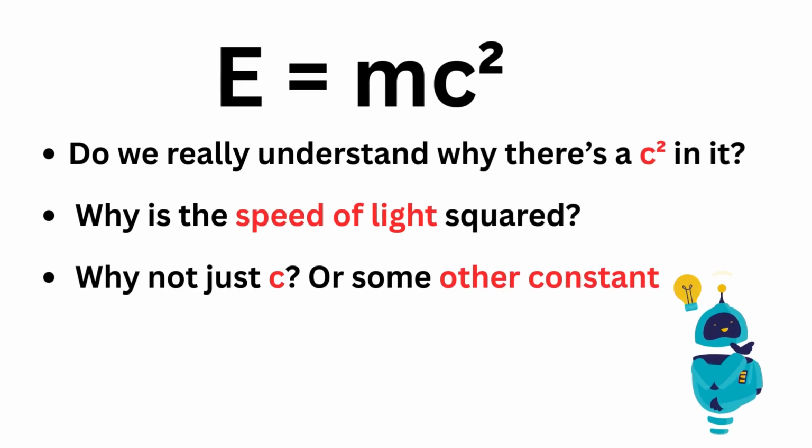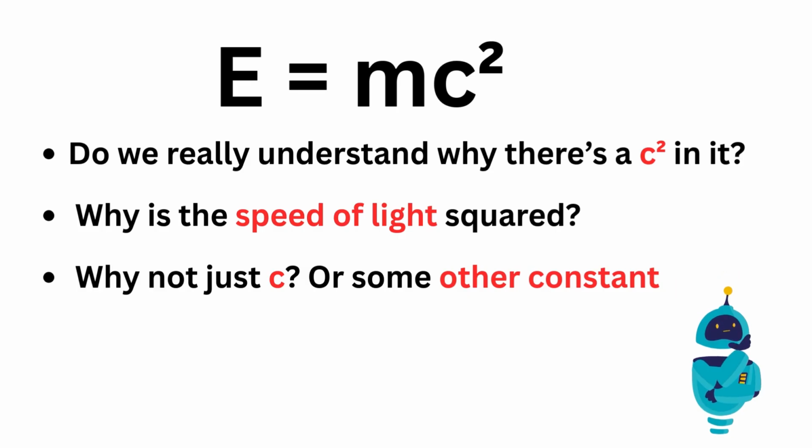But here is the question. We know what this equation means. Do we really understand why there is a c square in it? Why is the speed of light squared? Why not just a c or some other constant like gravitational acceleration? So why have we used the c and the c square?